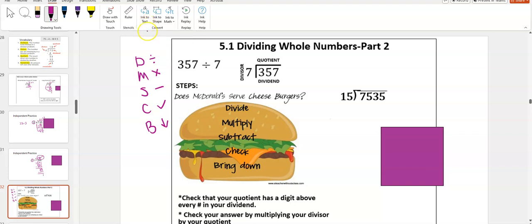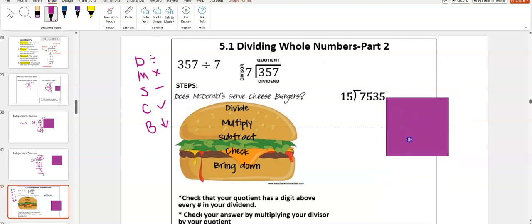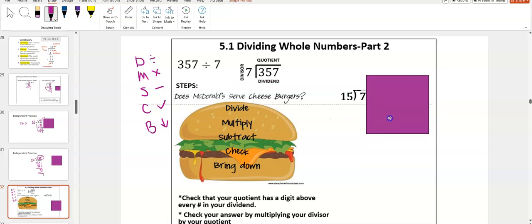Okay. So we're going to do this, does McDonald's serve cheeseburgers, on this problem right here. And I'm still going to use my little sticky note because we have a lot of digits here. So let's go number by number, because I want to make sure that my quotient, my answer, has a digit above every number in my dividend. I want to make sure that none of these areas up here have any holes or have no answers above them. It's going to help me keep my place value once I get decimals.